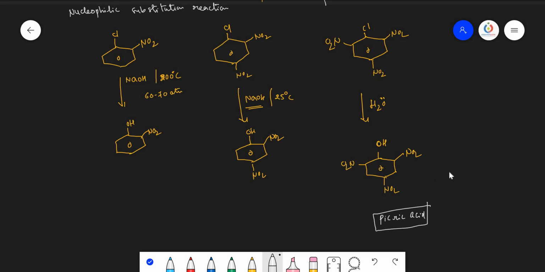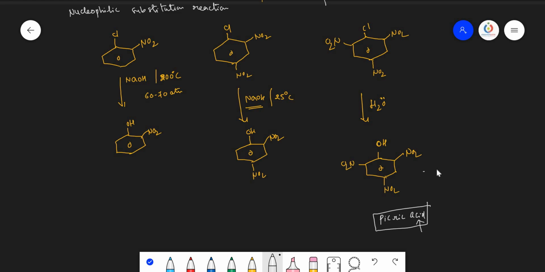Picric acid, and interestingly, this is the compound whose name ends with acid without an acid group. No COOH group is present, but still it is called picric acid because of electron withdrawing groups. This molecule is so stable that it can release H plus with very ease. So that's why it is called a strong acid, and its acidity is nearly equal to the normal acids.